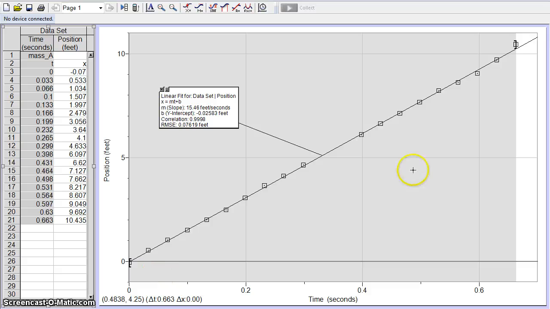So yeah, that is my video on steady motion in a positive direction, left to right, my bad. And yeah, have a good one.